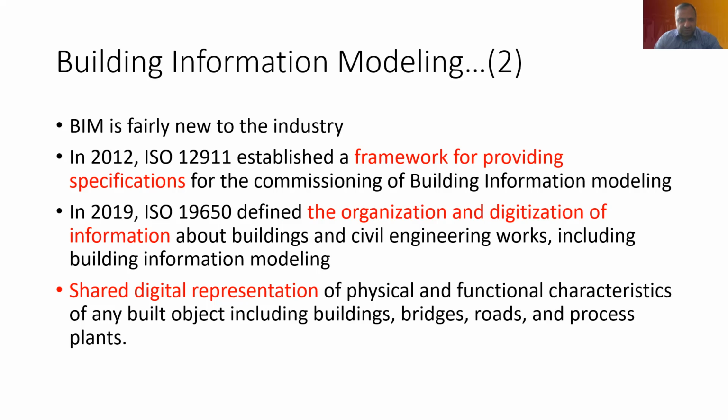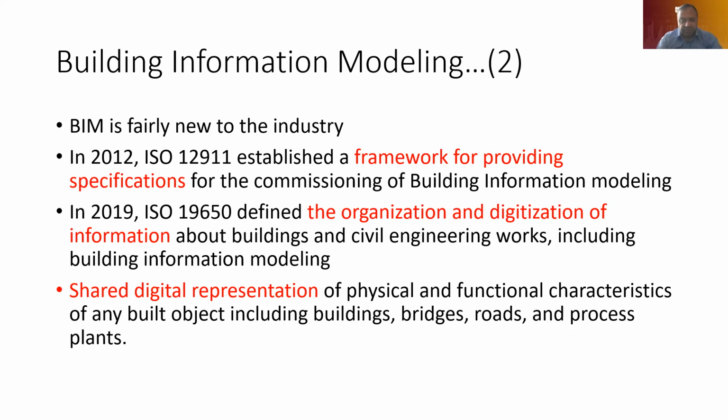For example, ISO 12911 and 19650 standards were issued in 2012 and 2019 respectively, which talk about the framework for providing specifications and the organization and digitization of information in the field of building information modeling. When we look at building information modeling from the perspective of the ISO standard, the definition of BIM is that it is a shared digital representation of physical and functional characteristics of any built object, including buildings, bridges, roads, processes and plants.